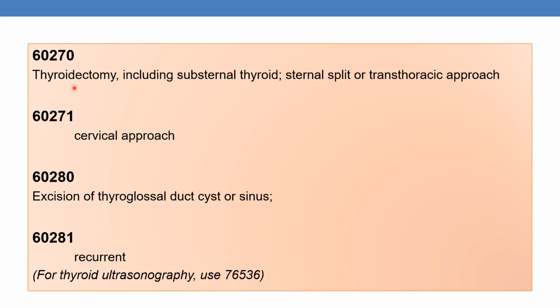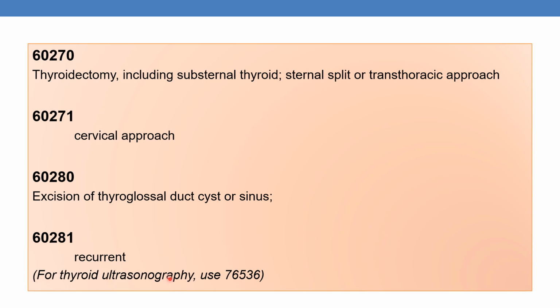Next CPT is 60270. Thyroidectomy including substernal thyroid, sternal split or transthoracic approach. The next is 60271. Thyroidectomy including substernal thyroid, cervical approach. The next is 60280. Excision of thyroglossal duct cyst or sinus. The next is 60281. Excision of recurrent thyroglossal duct cyst or sinus.